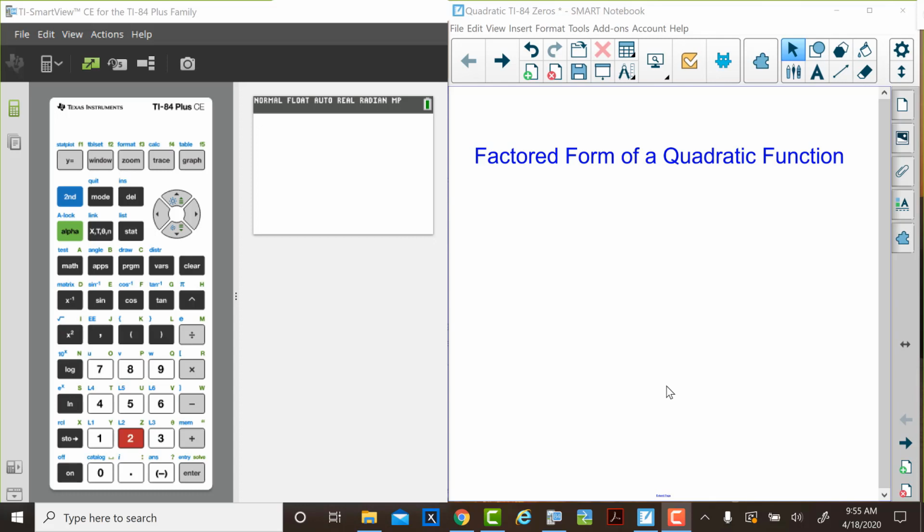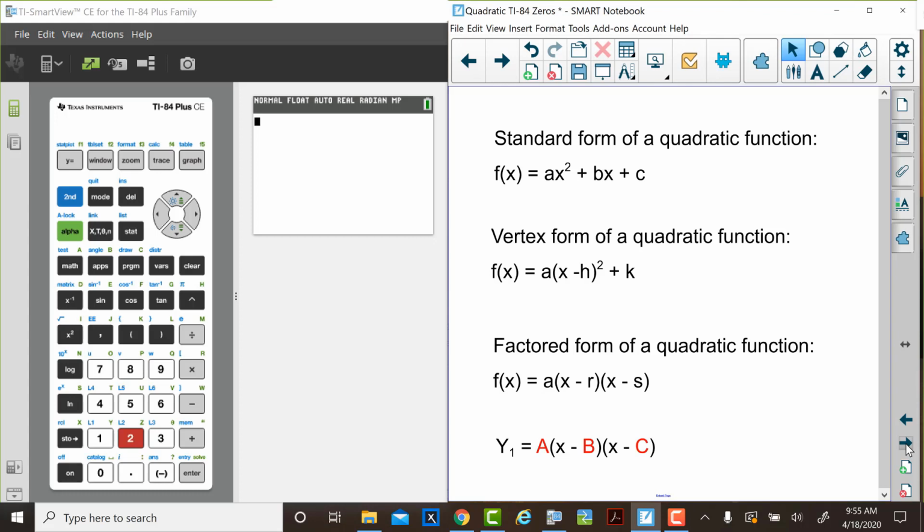I'm here with Judy, a math teacher from Colorado, and we're going to explore the factored form of a quadratic function. You may have studied various forms of a quadratic function in the past. The standard form is shown at the right, the vertex form, with h and k as the vertex, and the factored form of a quadratic function, which we'll explore today.